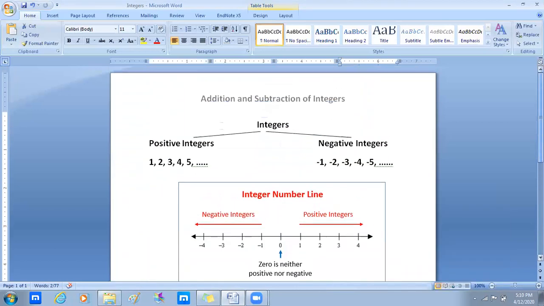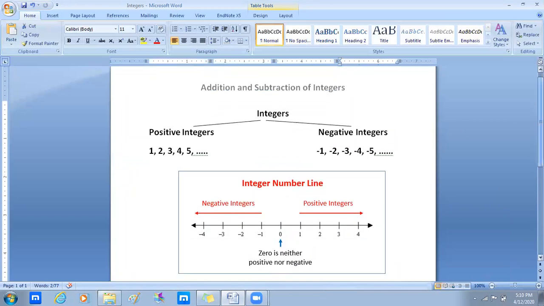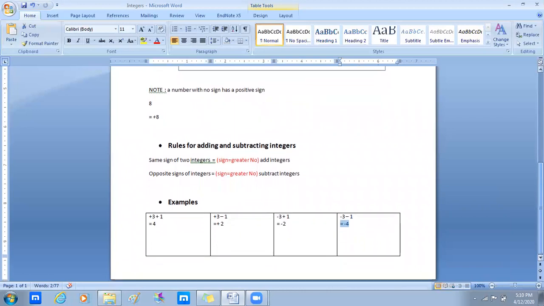So these are the few rules for the addition and subtraction of integers. Now what is your home task?